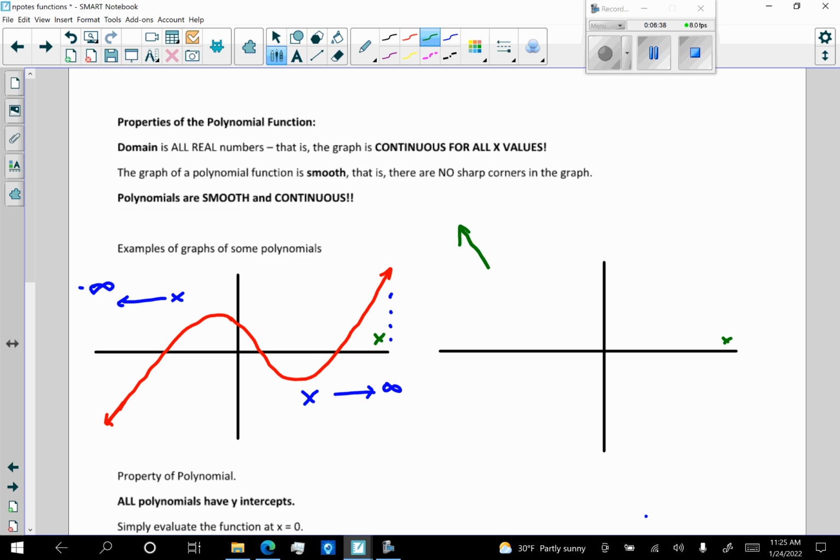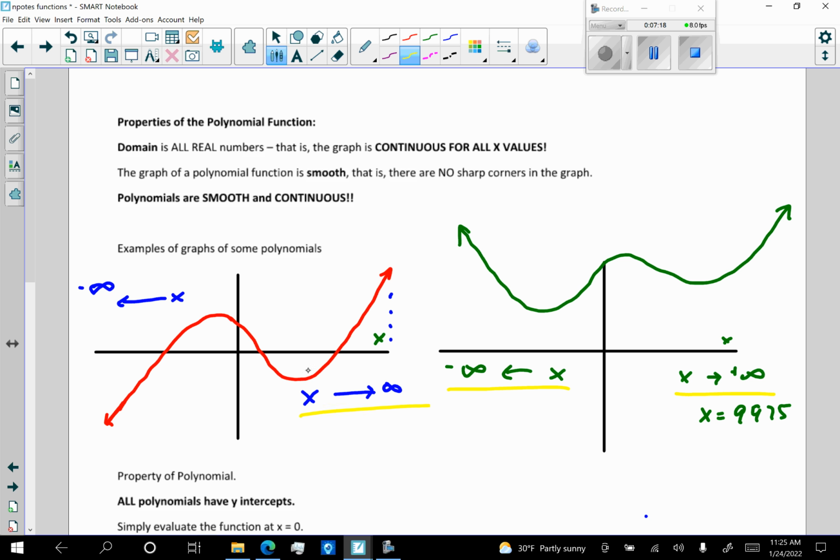Here is another example of a polynomial function. Notice it's all smooth. It doesn't look smooth, but it is. And notice that as x goes to infinity, there's always going to be an output. And as x goes to negative infinity, this just means as x gets really big, like say x is equal to 9,975, there's going to be an output for that input. That's what this means. And we're going to actually talk about this notation, x arrows positive infinity, x arrows negative infinity, later on in this particular video. But that's just the example of a couple polynomials.